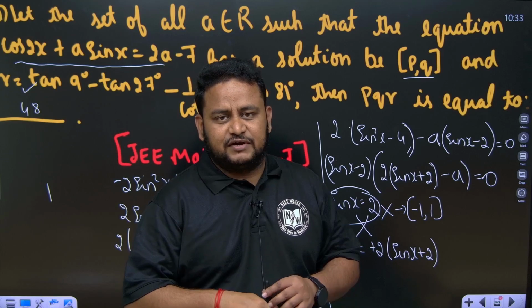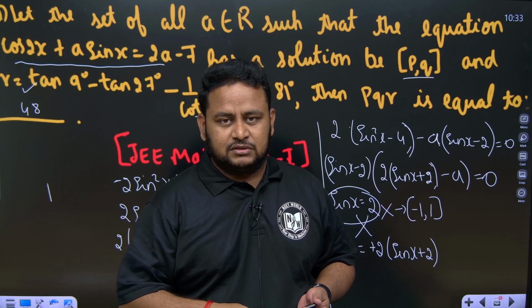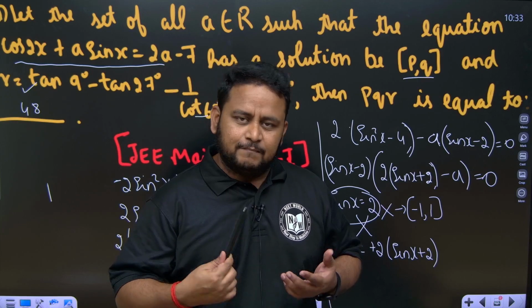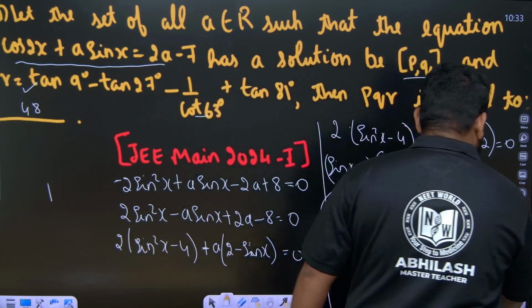Sin 18 degree is what, friends? It is root 5 minus 1 by 4. Sin 54 degree is root 5 plus 1 by 4. Got it? Let's move to the next question.